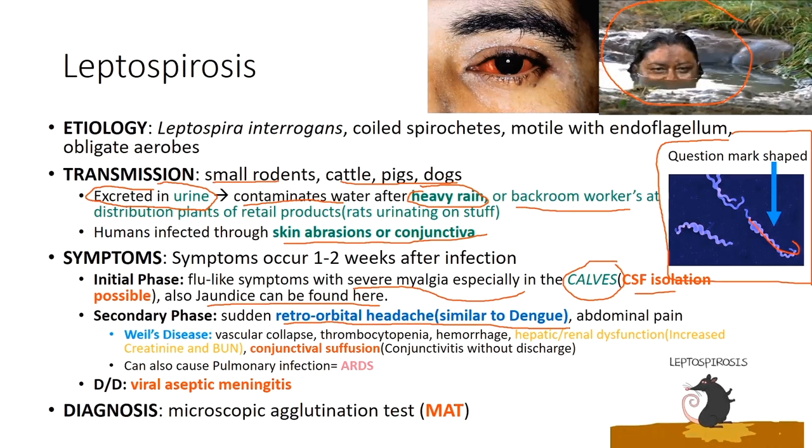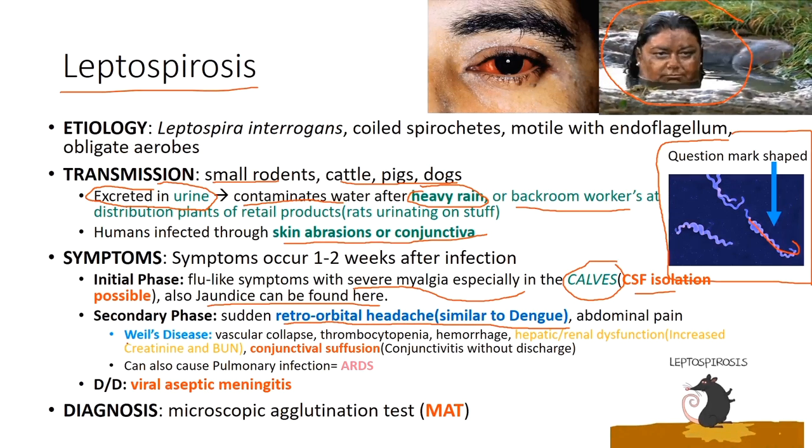So you want to be looking for type of exposure. Was there recent travel? Was there recent rain? Did this person work in the back room? And that will give you more of a leptospirosis type of differential over your dengue. It also causes abdominal pain.